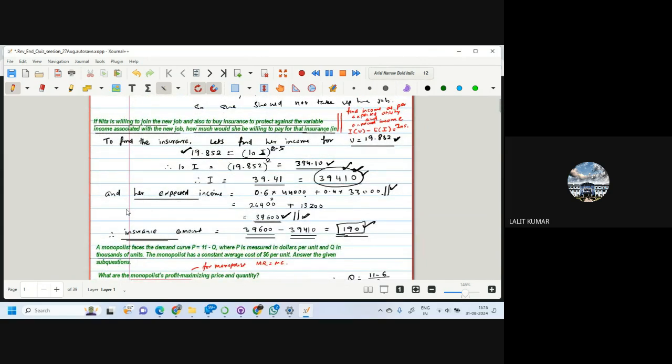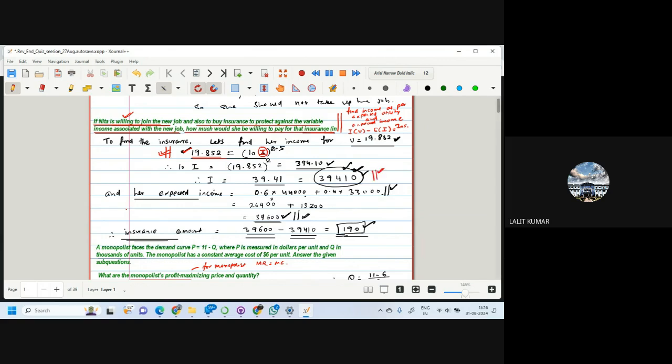I'm just sharing how I approach this question. Now, here they have said if Nita is willing to join, it means she will be joining now, and also to buy insurance to protect against the variable income associated with the new job. How much would she be willing to pay for that insurance? So we have got the expected utility. Now, from the expected utility, we find out her income. What is her income for this expected utility? Because for this expected utility, she is willing to join. So for this, her income comes to 39410.